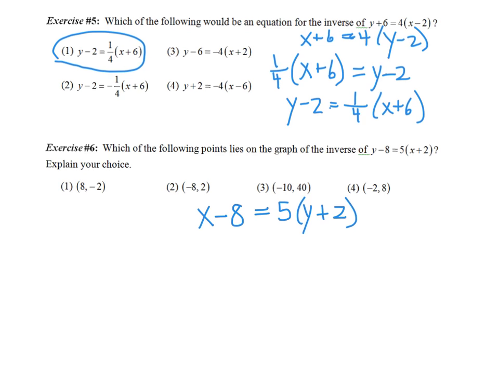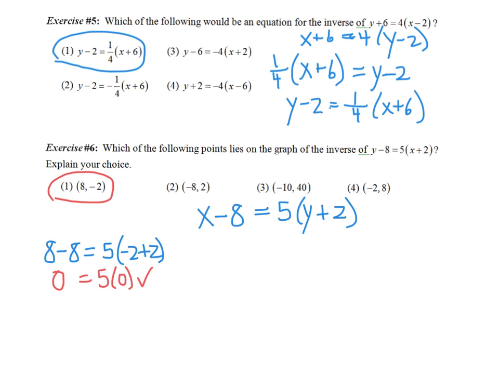So I want to find a point that's going to satisfy this equation. So starting with choice number 1, when I substitute 8, negative 2 into my equation, I get 8 minus 8 is equal to 5 times negative 2 plus 2. And lucky for us, this happens to work because I get 0 on the left side equals 5 times 0 on the right side. So this point does work, and the point 8, negative 2 is a point that is on the inverse. So I've written the equation of the inverse here.